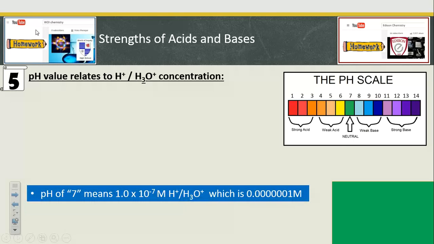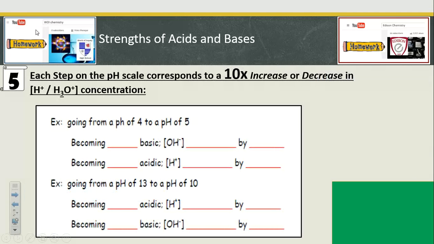So the bigger the pH number, the smaller the concentration of that particular acid is. pH of 7 is 1.0 times 10 to the negative 7th molarity, which is a very small concentration, 0.0000001 molar acid. So it's a very weak acid at pH 7. Moving further, each step corresponds to a 10 times increase or decrease in the concentration of hydroxide and hydronium ions. This is because there's that 1 times 10 to the exponent that we need to work with.